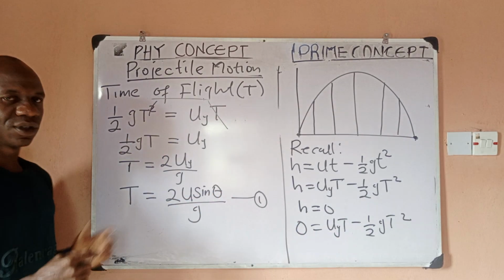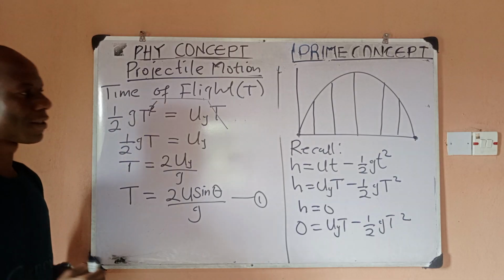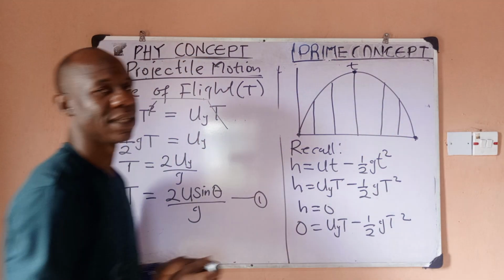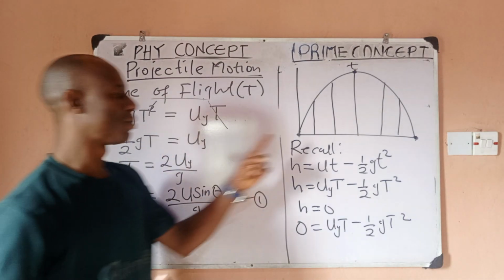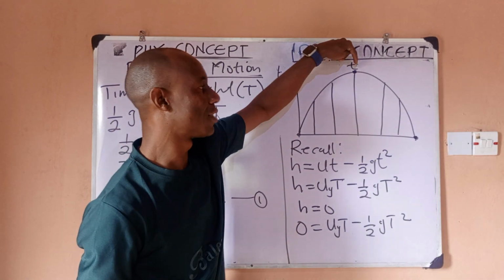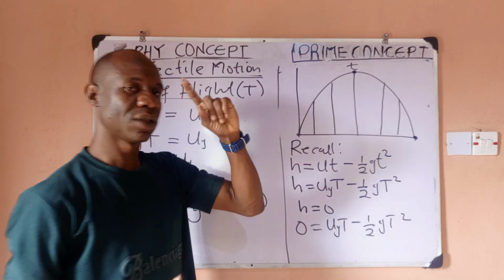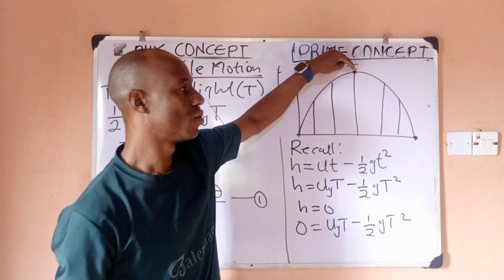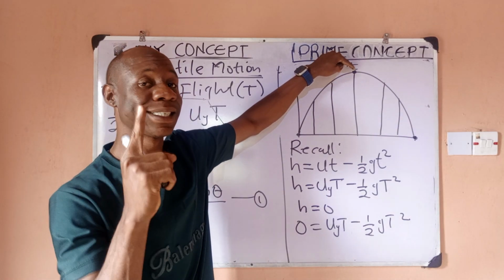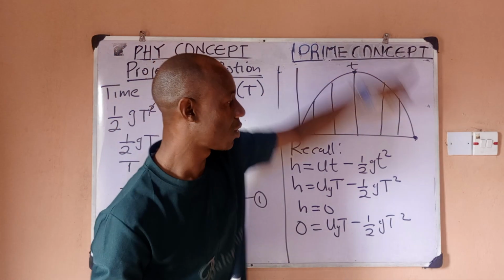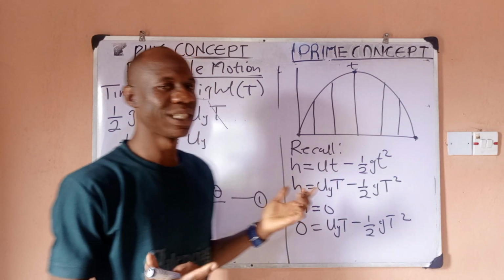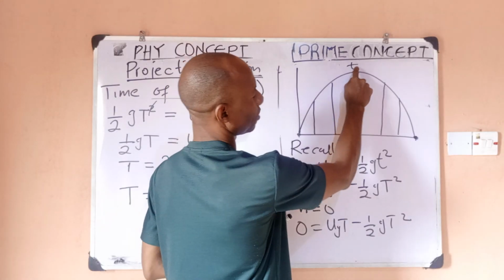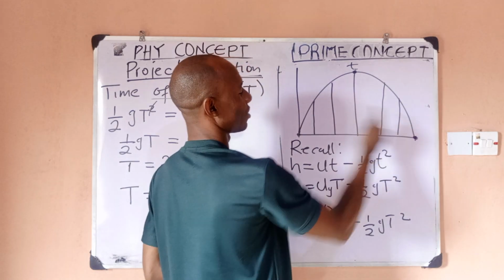And you should also know that there is something we call time to attain maximum height, which we call small t. So how much time will it take a projectile to move from this point and get to the maximum height? The time it takes a projectile to move from this point to this point, from assumption, is the same as the time to move from this point to this point. So if the time from here to here is small t, the time from here to here should also be small t.